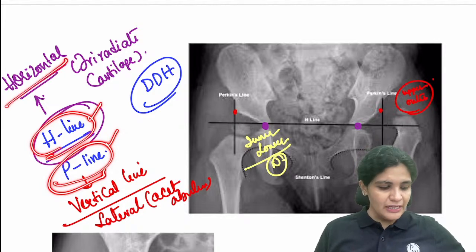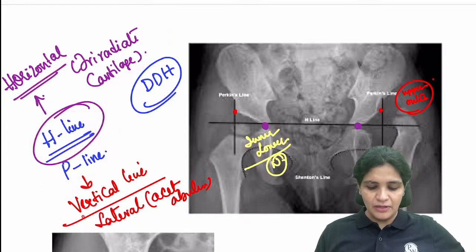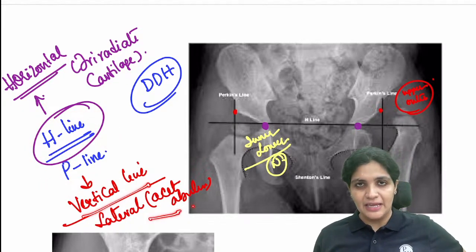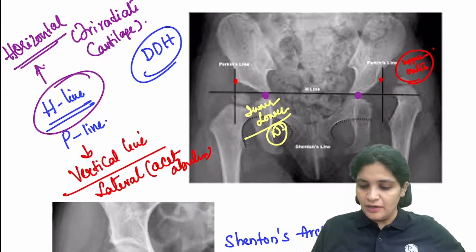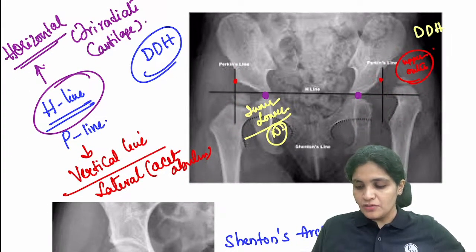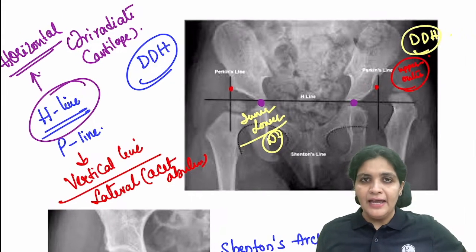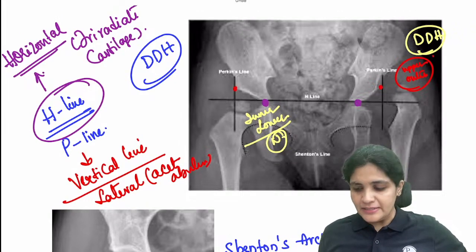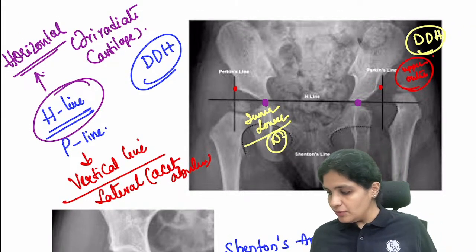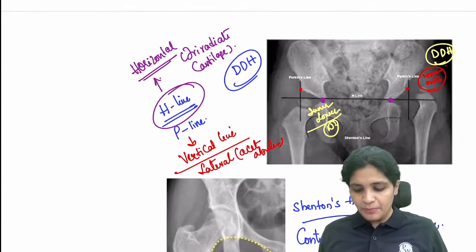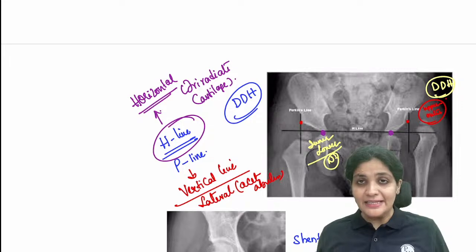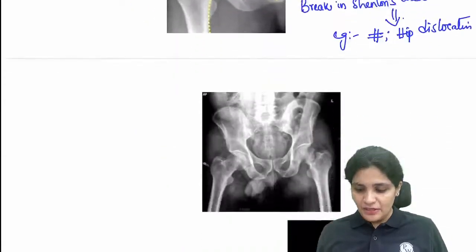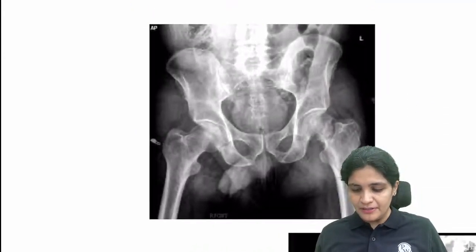So this is the horizontal line along the triradiate cartilage. This is the vertical line along the lateral border of the acetabulum, which divides this into 4 quadrants, and the upper quadrant is your DDH. So there is a dislocated hip, and in the inner lower quadrant is the normal position of your femoral head. So the important X-rays. So you have to comment upon the Shenton's arch and then these lines in case of DDH.